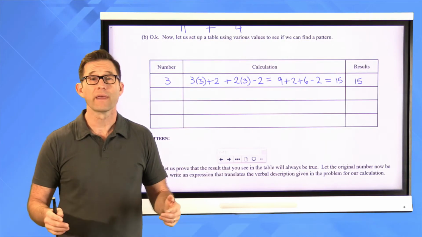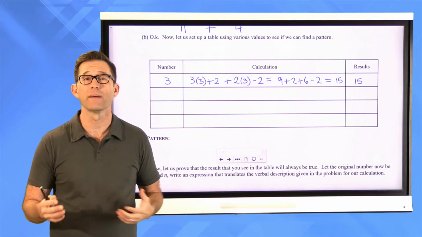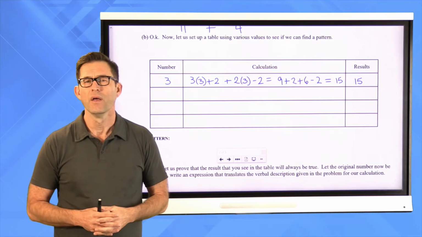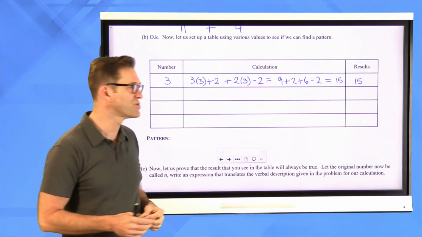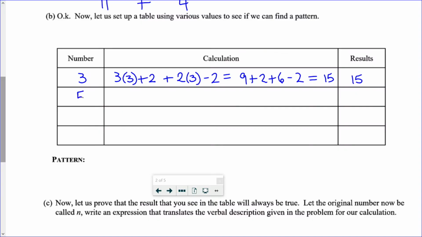All right, well again, I don't know what numbers you picked, so I'm just going to grab some random numbers. I'm going to keep them relatively small so that we don't have to think too hard about the calculations. Maybe I'll go with the number 5 next. Again, I want 2 more than 3 times the number, so that's going to be 3 times 5 plus 2. I'm going to add that to 2 less than 2 times the number, which is 2 times 5 minus 2. So 3 times 5 is 15, plus 2 is 17. I'll do that calculation all at once. Plus 2 times 5 is 10, minus 2 is going to be 8.